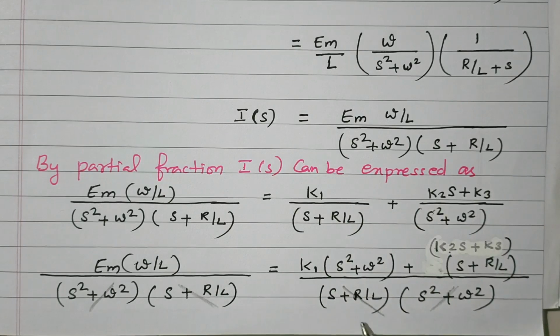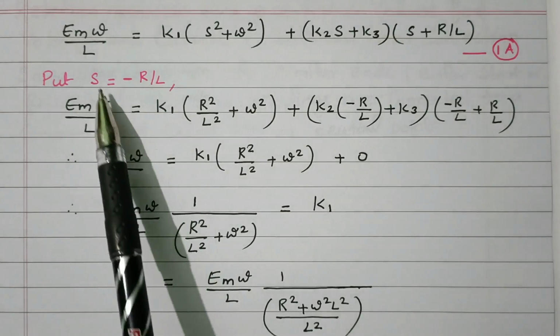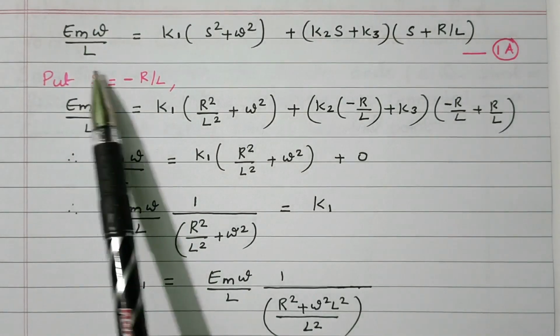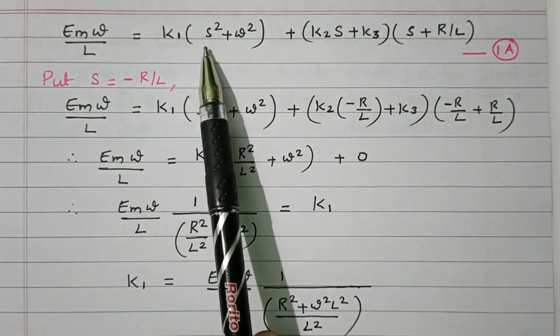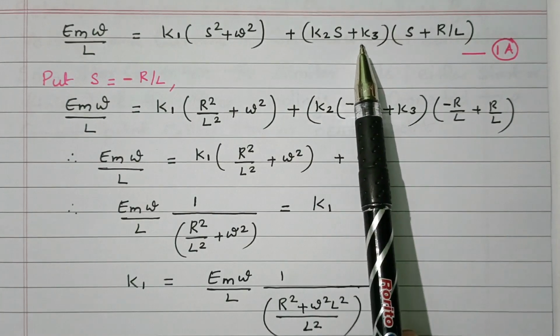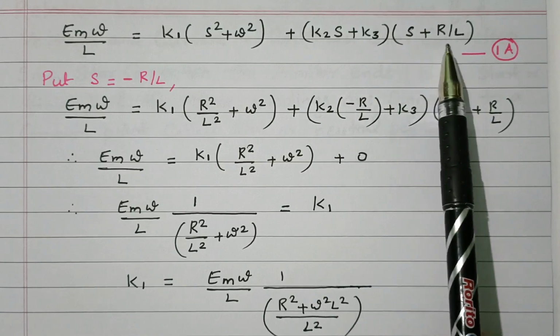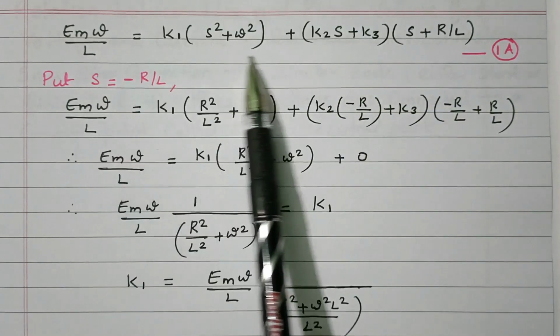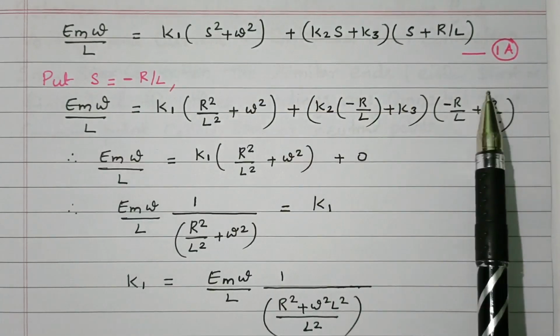After taking that, these two terms are available on both the sides. So these two terms cancel and these two terms cancel. We'll see after the cancellation, we'll go for further simplification. So after cancelling these two terms, it now becomes Em omega by L equal to (K1 into s square plus omega square plus K2 s plus K3) multiplied by (s plus R by L). We'll take this as equation number 1A.